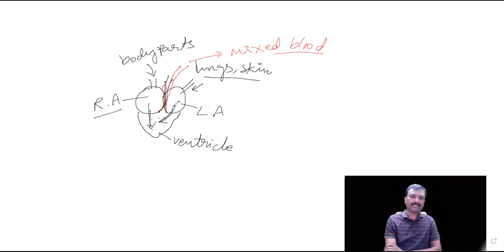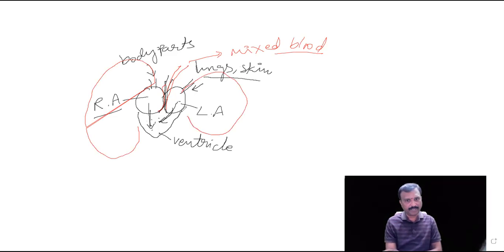So here complete double circulation is not there. This is the systemic cycle, body parts to heart, and this is the pulmonary circle, body parts to respiratory organs. But in the ventricle, these oxygenated and deoxygenated bloods are not completely separating. That is why in amphibians, incomplete double circulation is there. In fishes, only single circulation is there. In amphibians, incomplete double circulation is there.